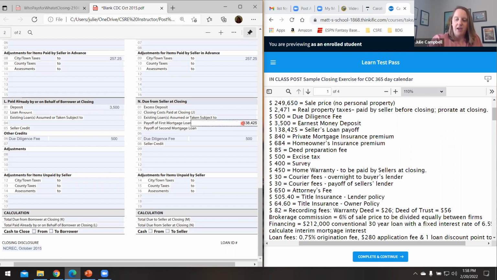And they calculated the payoff amount to $138,425, debit the seller.